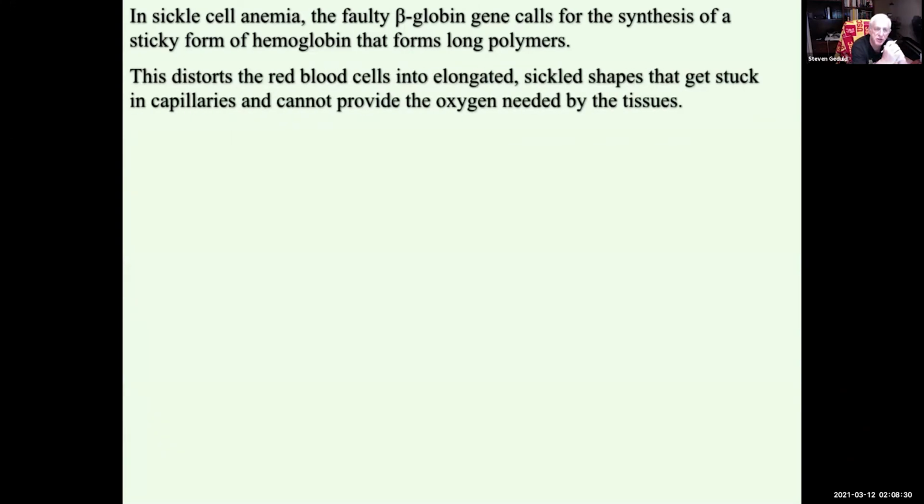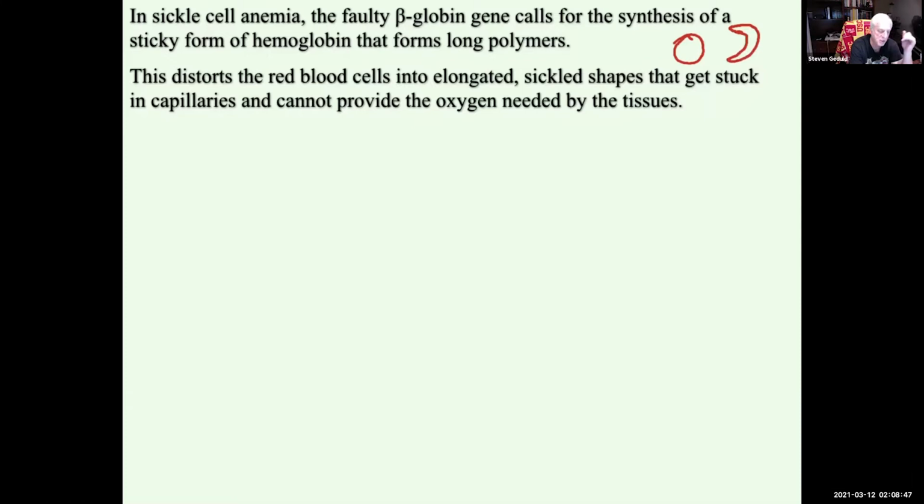In sickle cell anemia, there's a faulty beta globin gene that calls for the synthesis of a sticky form of hemoglobin that forms long polymers. Remember, polymers are groups that stick together. So now these red blood cells stick together and they clog the blood system. If they're clogging the blood system, they're not absorbing oxygen and not allowing it to transfer oxygen throughout the body. This distorts the red blood cell into an elongated sickle shape. So instead of your red blood cell being a biconcave round disc, it now takes on the shape of a sickle as it sticks together. And that's where the disease gets its name, sickle cell anemia.